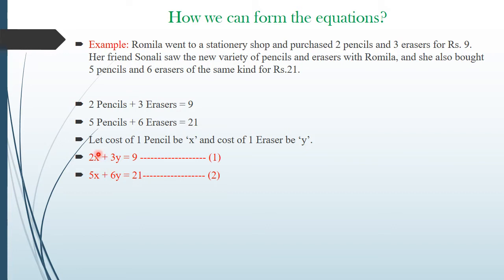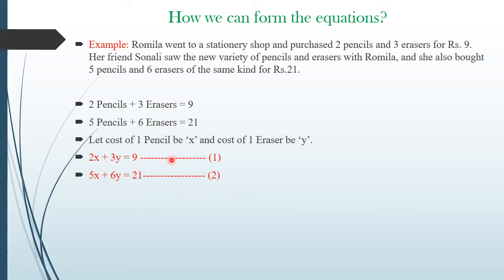Here x is nothing but cost of 1 pencil. When you multiply that by 2 pencil you will get cost of 2 pencil. Cost of 1 eraser is nothing but y. When you multiply by 3 erasers you will get total cost of 3 erasers. Total cost of 3 erasers plus total cost of 2 pencils is equal to 9 according to the first statement. Similarly, total cost of 5 pencil plus total cost of 6 erasers is equal to 21 according to second statement. Same thing we have represented in the form of equation.